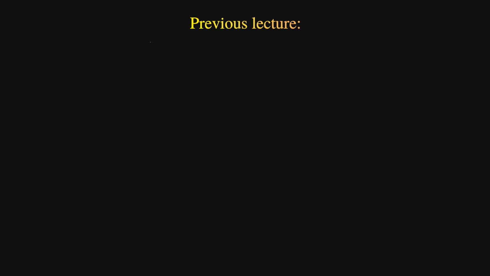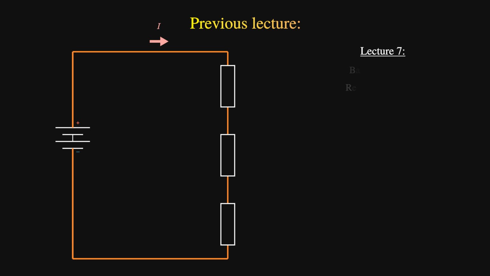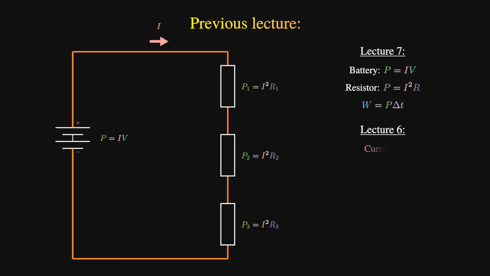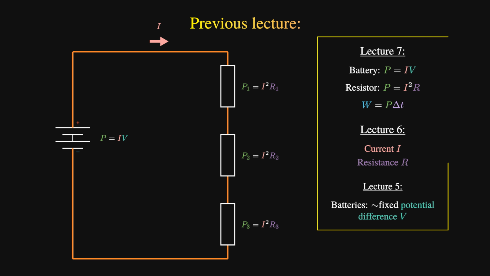In the last lecture, we discussed how to calculate the power and work done in a basic series DC circuit. In Lecture 6, we introduced the concepts of electrical currents and resistance. And in Lecture 5, we introduced the battery, which holds a roughly fixed potential difference across our circuit. With this knowledge, we now actually have all the tools we need to calculate the useful properties of any DC circuit. However, we haven't really come up with a foolproof strategy to do this.